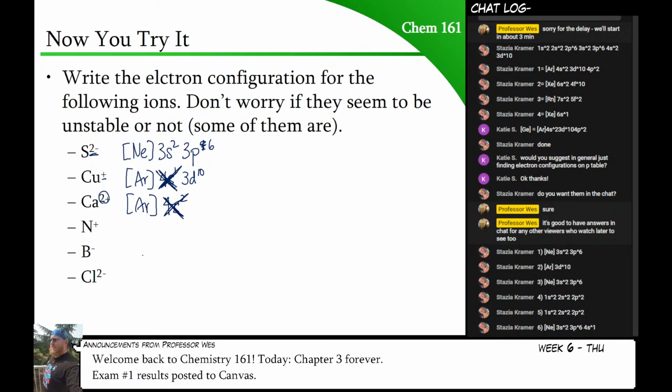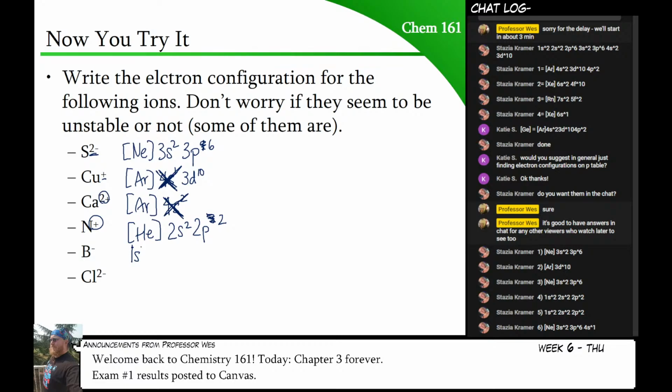How about nitrogen? We've got nitrogen is helium 2s2 2p3. I'm going to make it plus, so we'll get rid of 1. There you go. And again, writing helium in brackets is kind of silly because you're writing more characters than you would write 1s2, but that's okay.